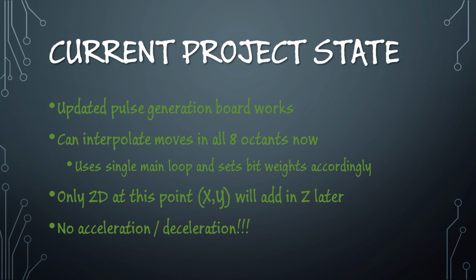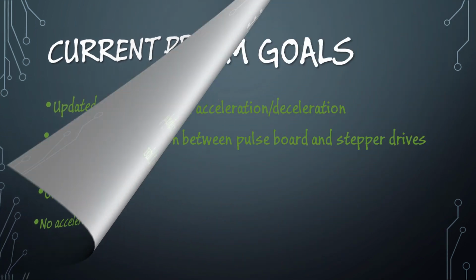So where are we at now? Well, our updated pulse generation board works, and we can interpolate in all 8 octants and use a fairly simple main loop while doing that. We're still only 2D, X and Y. We'll add in Z later, and there's still no acceleration or deceleration.